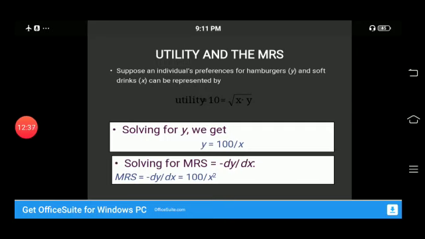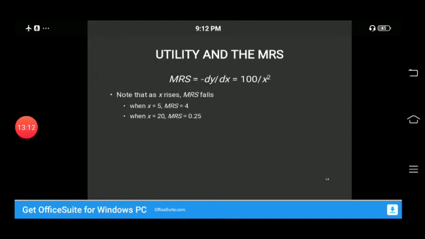Now we need to find the marginal rate of substitution, and I told you in the previous slides that the marginal rate of substitution is equal to minus dy by dx. So it means that we need to take the differential of y with respect to x. That is why we have brought y on the left hand side. How can we take the differential? Here y = 100 over x, and minus dy by dx = 100 over x squared. This 100 over x squared is the differential.